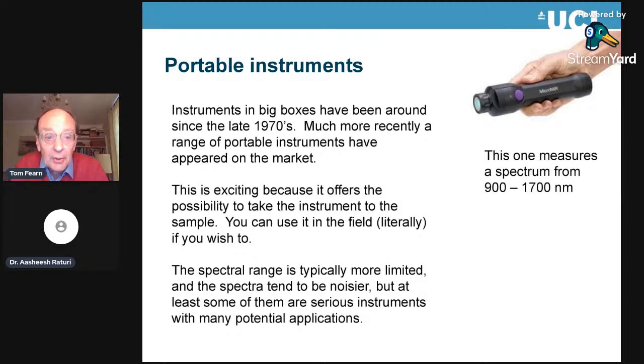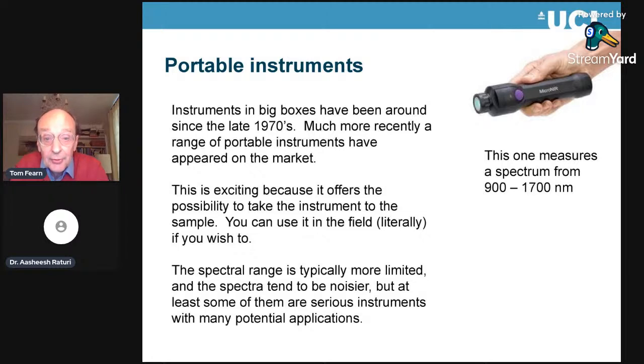But what's interesting now is that there are a lot of portable instruments on the market. And there's a picture of one of them top right. And that's called a micro NIR, or micro NIR, I forget. It's by a company called VRV, who I've got no particular axe to grind for. I just chose that one because I've actually been involved in research that has used it, so I know it works. It measures a spectrum from 900 to 1700 nanometers, which is a bit of a restriction because it misses out some of the interesting stuff between 1700 and 2500.